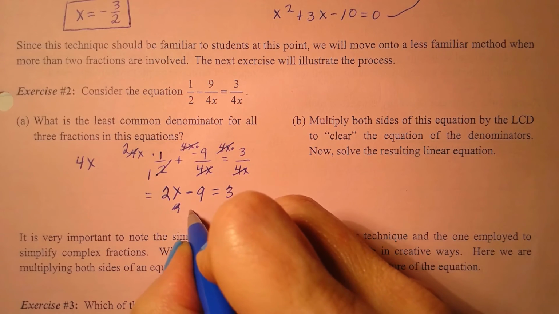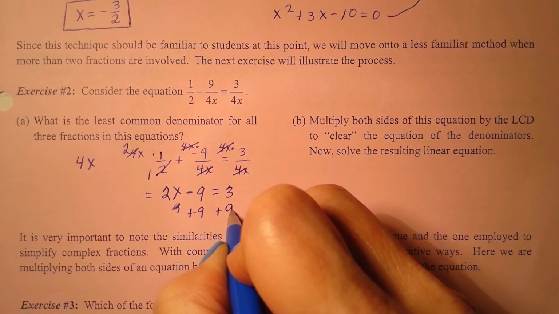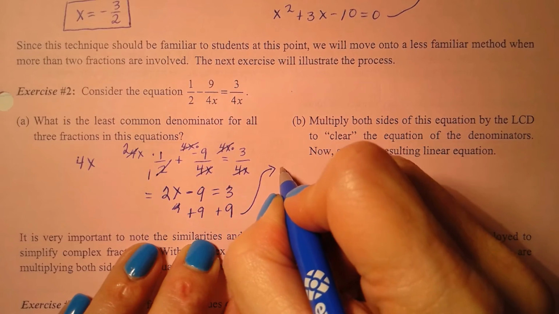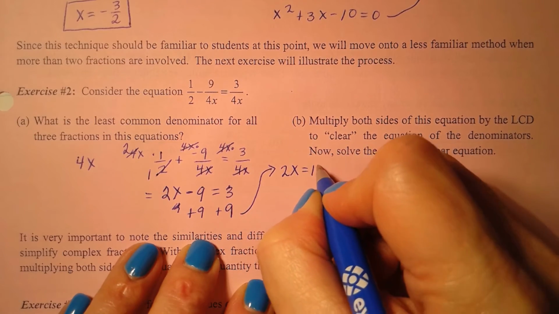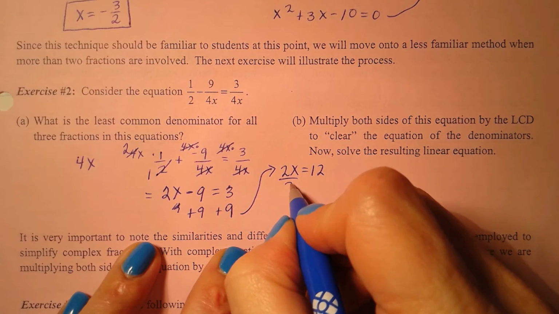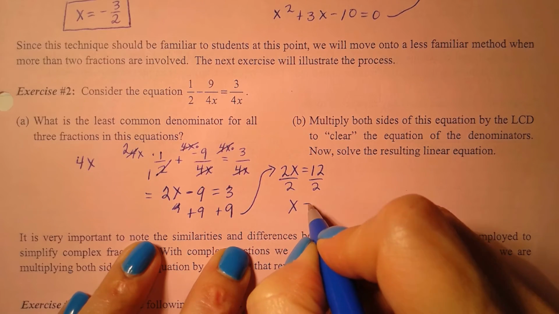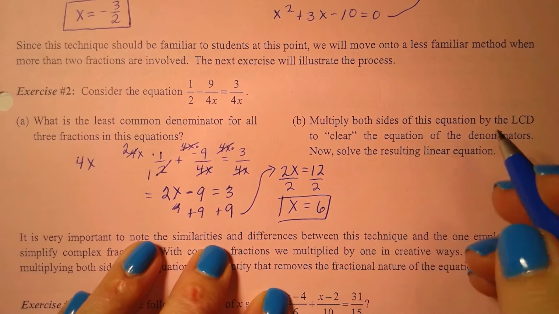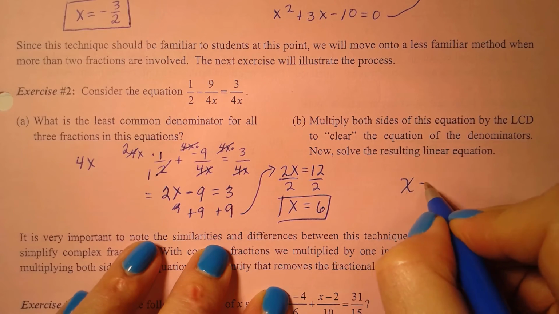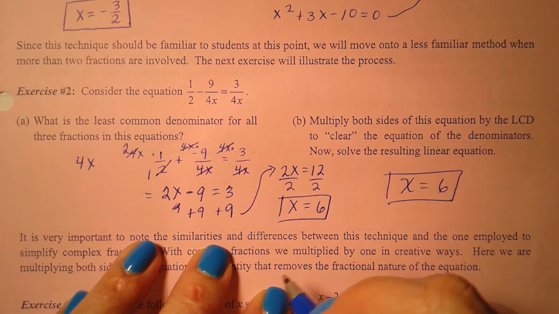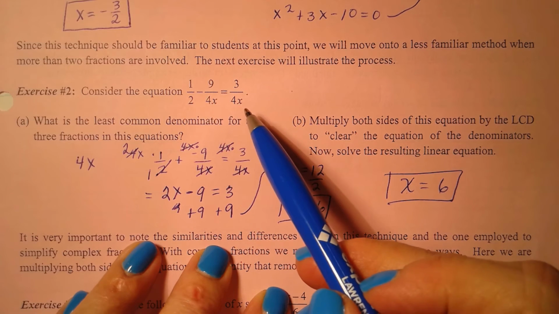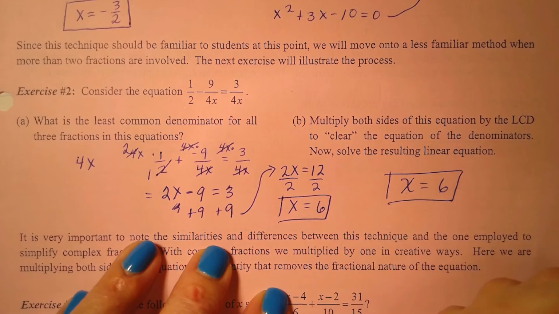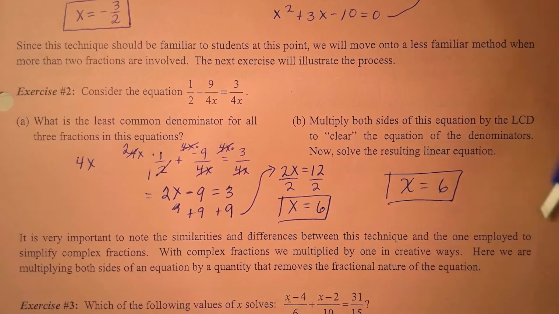So to solve this, we have to add 9 to both sides, which gives us 2x equals 12. Dividing both sides by 2, we find that x equals 6. So x equals 6 is our solution. Notice that 6 inserted into any of the denominators does not make any of the denominators 0. And that's important.